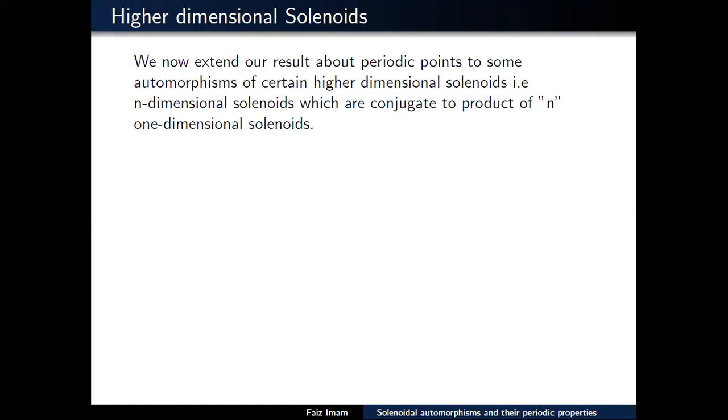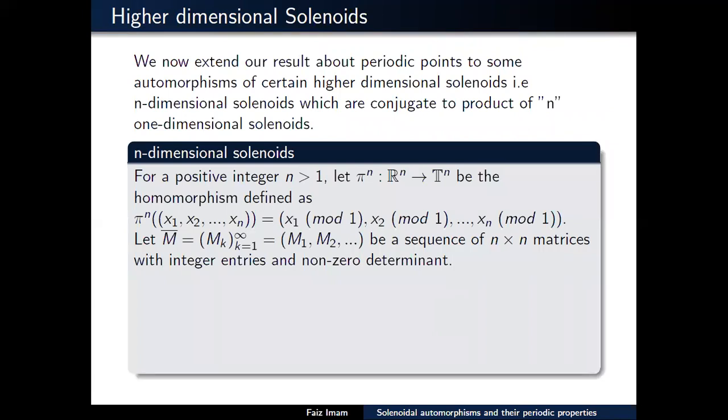So this gave us an idea: why don't we look at those n-dimensional solenoids which are conjugate? Conjugate is something like, let's say, isomorphic or homeomorphic in weaker terms. So we look at those n-dimensional solenoids which are conjugate to the product of n one-dimensional solenoids. So it's basically like having n copies of one-dimensional solenoids and using that to create an n-dimensional solenoid. So this is how it is defined.